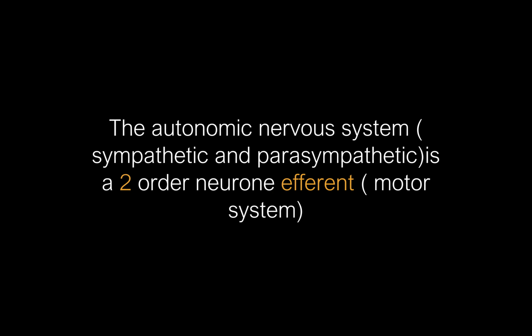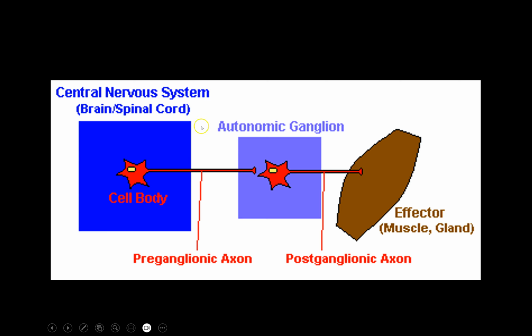The autonomic nervous system, as we said, is a motor system, but it is an efferent system with 2 order neurons, unlike the somatic nervous system. So all sympathetic or parasympathetic have 2 order neurons, one neuron and the other neuron to reach the effector organ. So we have preganglionic fibers, and we have postganglionic fibers, and we have autonomic ganglion. So it is a 2 order neuron, meaning a ganglion, pre and postganglionic fibers.